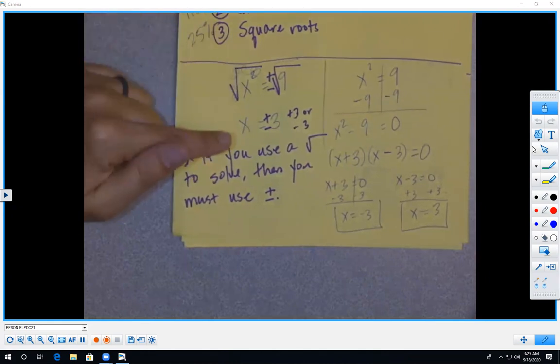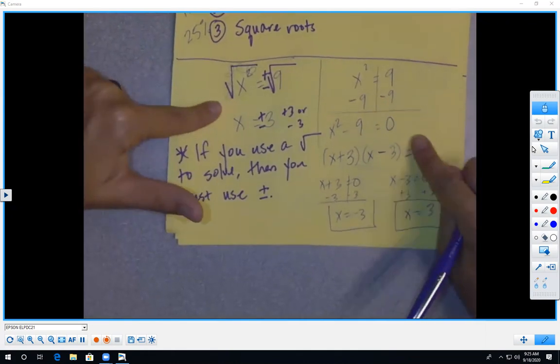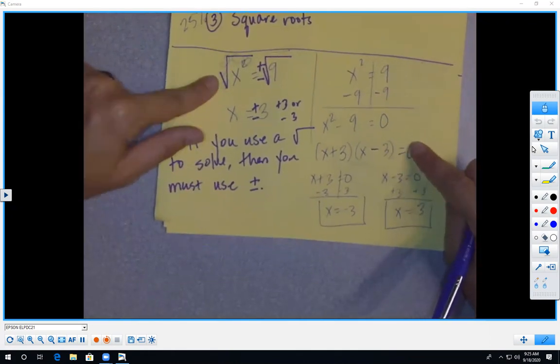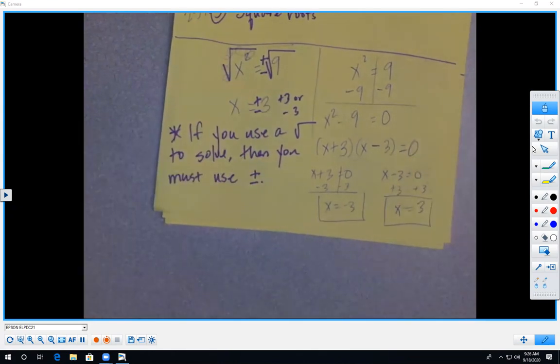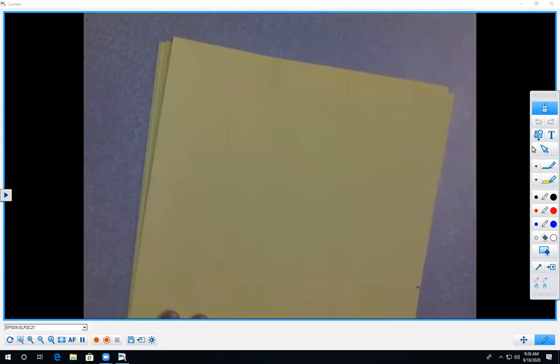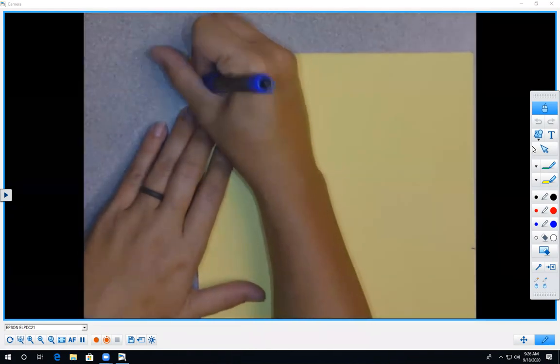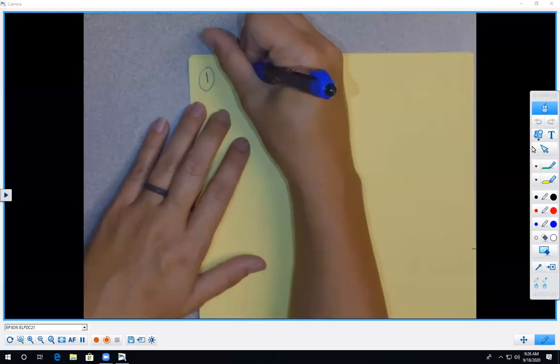Okay, so that's how you get your 2 answers using the square root. Which one's faster in this case, square root or solving by factoring? Square root if you can remember the plus or minus, because you got to get both of the answers. Okay, so let's do a few of these. I have the problem. Let's start off pretty easy. Let's do another easy one just like that.